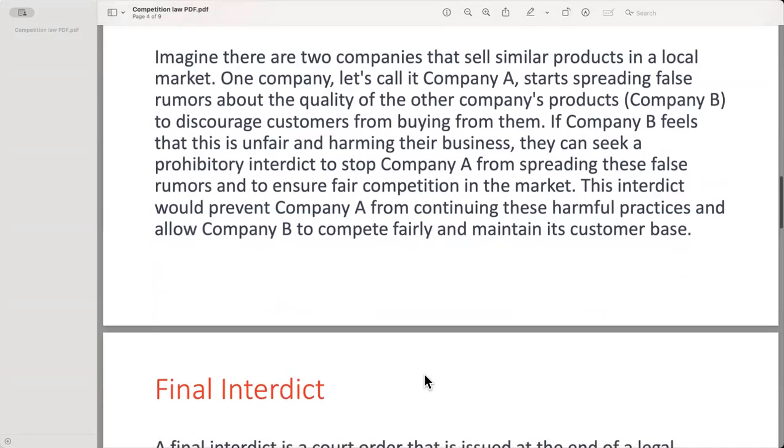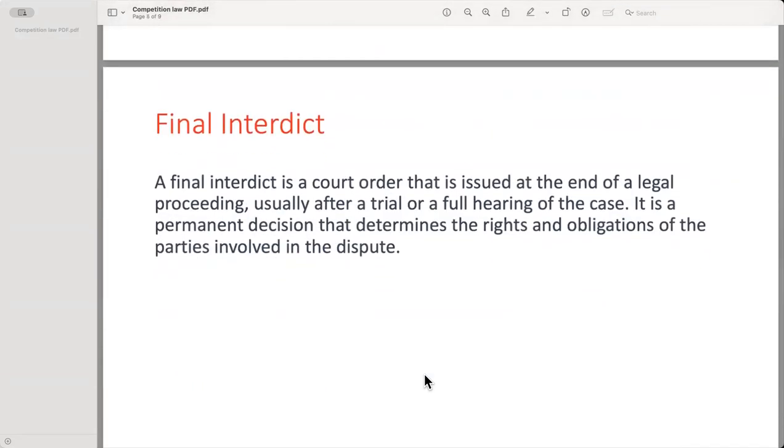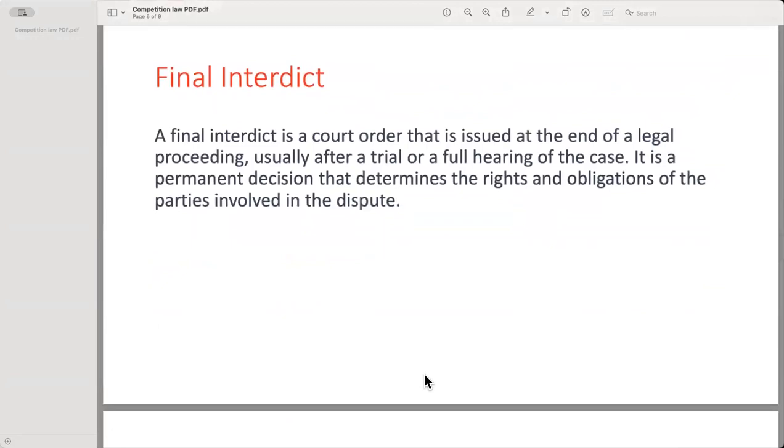Okay, now let's dive into the final interdict, which is obviously what the name says. It is a court order that is issued at the end of legal proceedings.